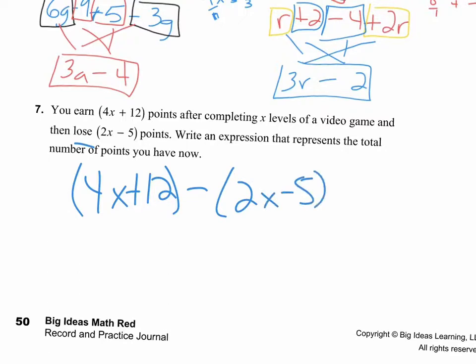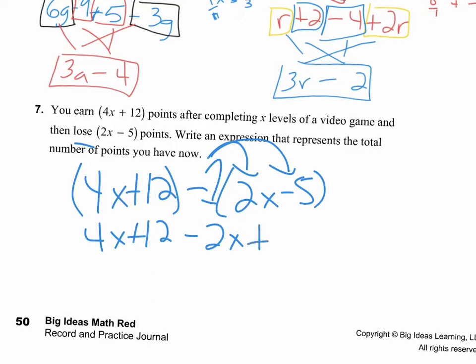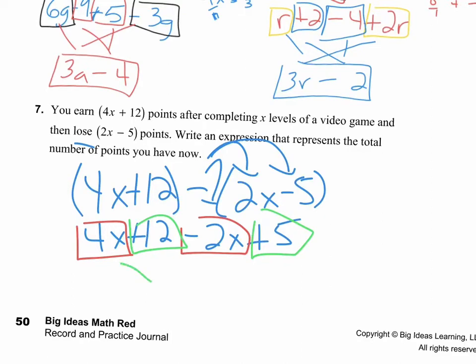So step 1, we have to distribute this negative 1 all the way through. So this is 4x plus 12 still. And then we take negative 1 times a positive 2x, negative 2x. Negative 1 times negative 5, opposite signs, it would be positive. 5 times 1 is 5. And now we combine like terms: 4x, negative 2x, positive 12, positive 5. And 4x minus 2x is 2x. 12 plus 5 is positive 17.